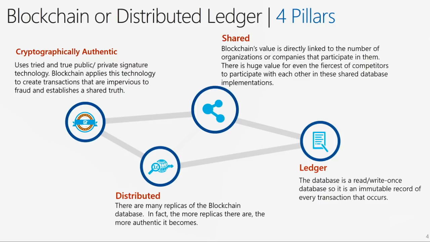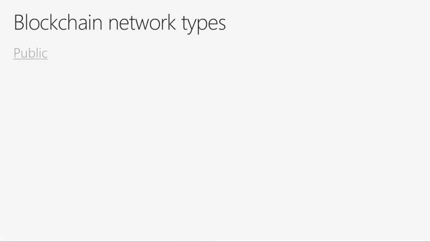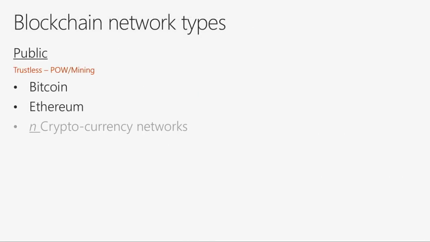So these four things combined together actually describe accurately what this is. So it's cryptographically authentic, it's shared, it's distributed, and it's a ledger. And that ledger is immutable. You can't go back and change it. Now, once you have this ledger, you can think of it as a database, a single logical database. Then you have to figure out, all right, what's the network type?